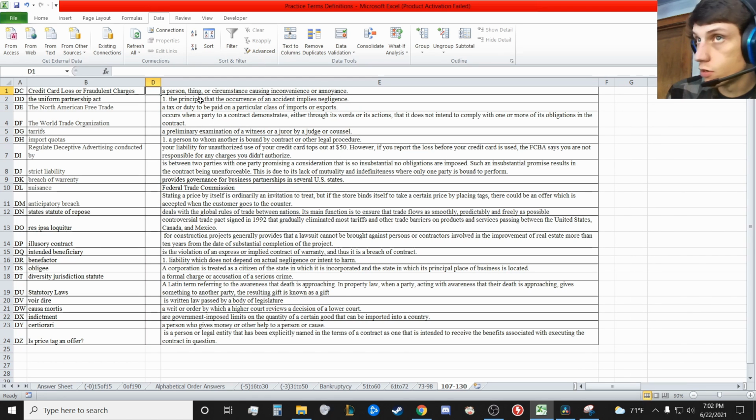A person, thing, or circumstance causing inconvenience or annoyance. That's a nuisance, and that's DL. The principle that occurrence of an incident implies negligence is res ipsa loquitur. Tax or duty to be paid on a particular class of imports or exports, that's tariffs, and tariffs is DG.